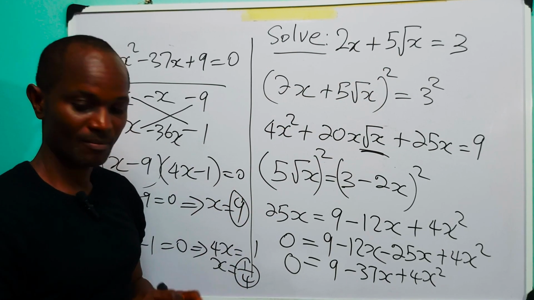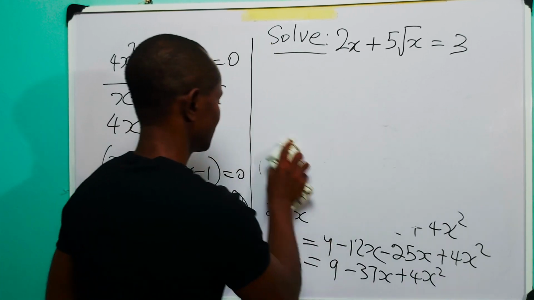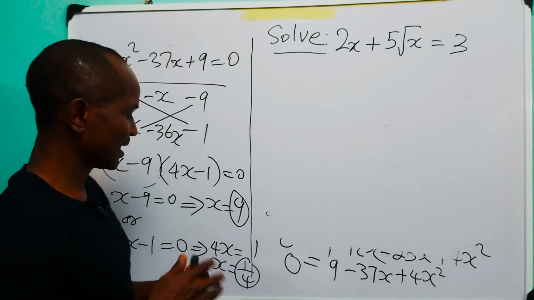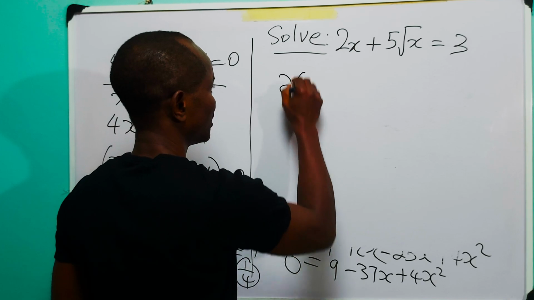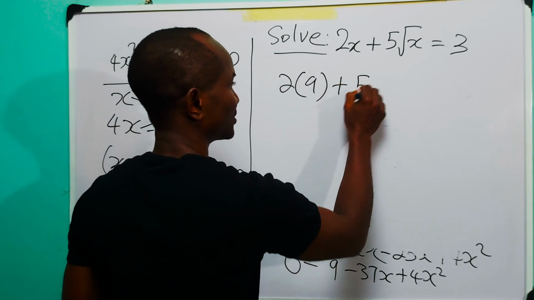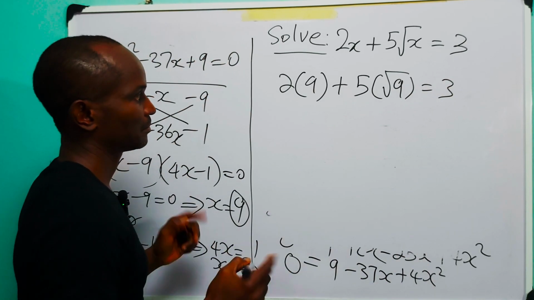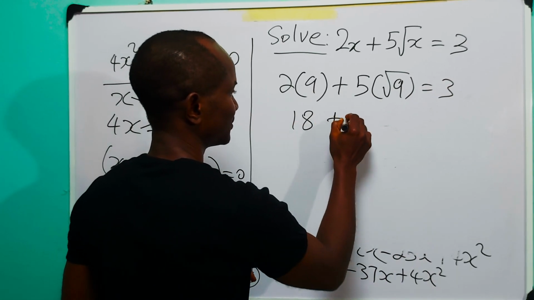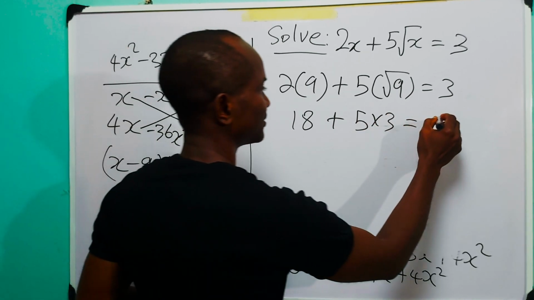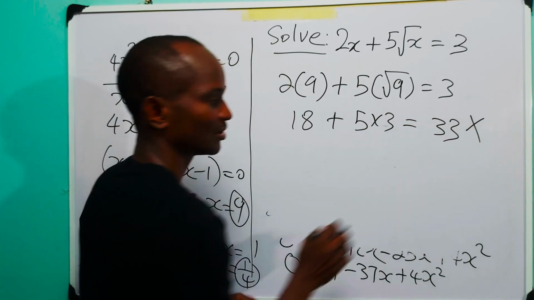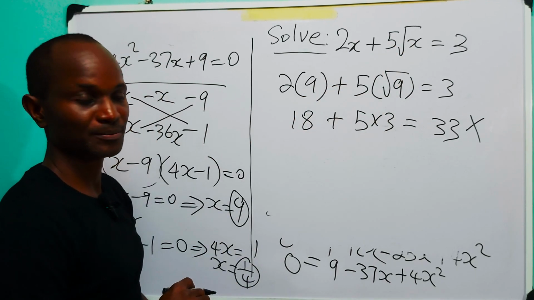So we check our values. In the first instance, we got that x is equal to 9. So 2 times 9 plus 5 root 9 is equal to 3. This is 18. 5 root 9 is 15. And this is equal to 33. So x is equal to 9 does not satisfy this equation.